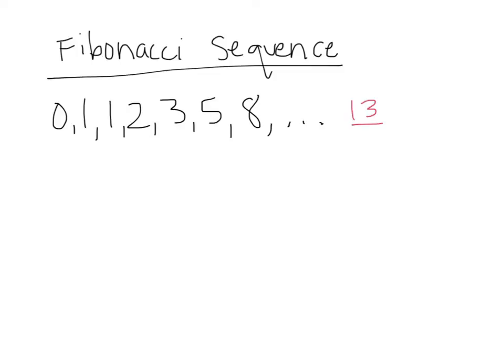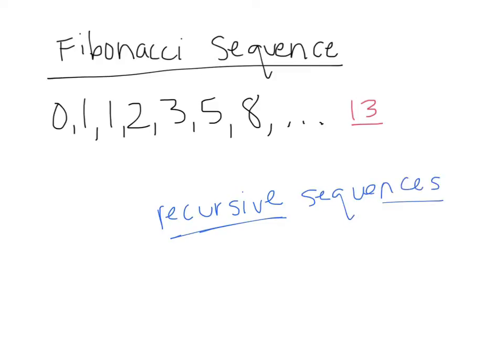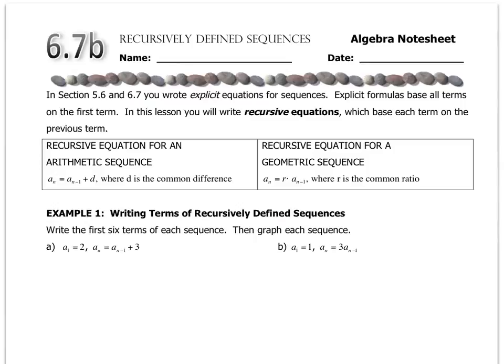And that type of sequence where you need a term before it in order to figure it out is called a recursive sequence. And we're going to look at what are called recursive sequences in this lesson. You've written these things called explicit equations. Explicit formulas base all the terms on the first term. So if you think about arithmetic and geometric sequences, we were always basing it off of our first term.